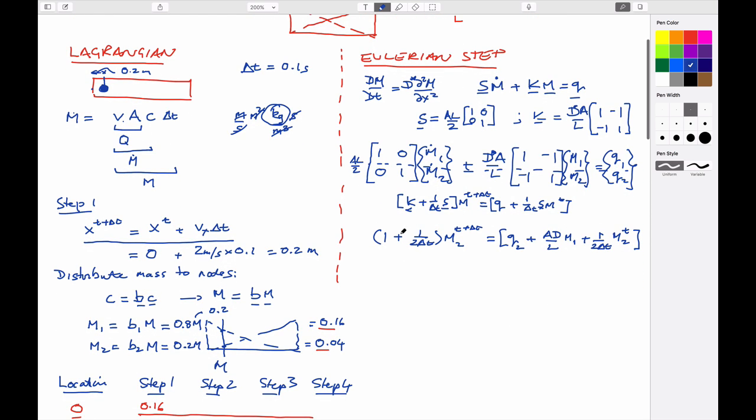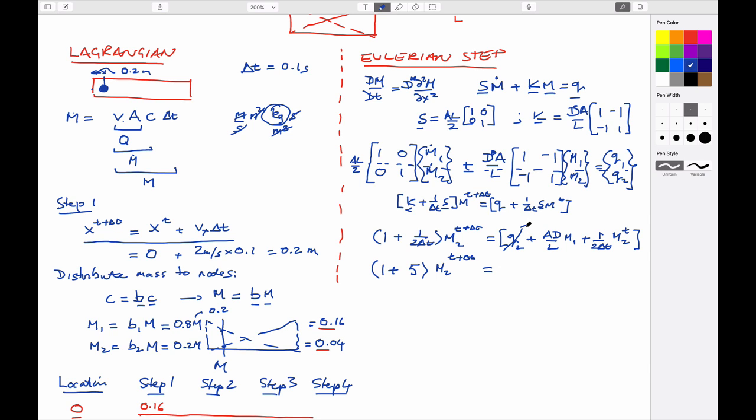And so all of this is going to be constant. It's not going to change with time. We chose a time step of 0.1 seconds, and so this is going to be equal to 1 plus 2 times 0.1, which is 0.2, which I guess is 5, right? Times m2 at t plus delta t. Doing okay for time. And this is going to be equal to these terms here.